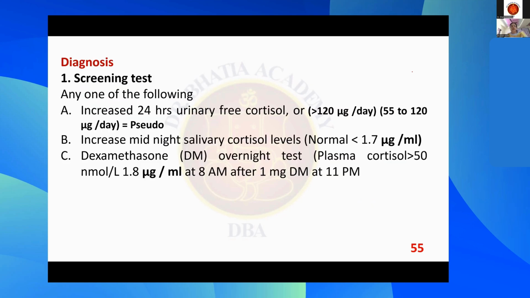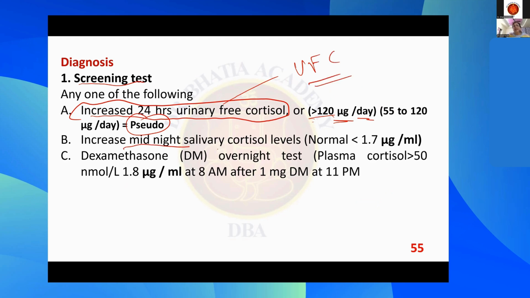How do we diagnose Cushing's? So first we have screening tests. The first screening test is 24-hour urinary free cortisol. This is the first test. It should be more than 120 micrograms per day, or otherwise you are dealing with pseudo Cushing's, because urinary free cortisol, UFC, will not be raised in any case. Then second is midnight salivary cortisol sample. Again, if it is less than 1.7, you are dealing with pseudo Cushing's.